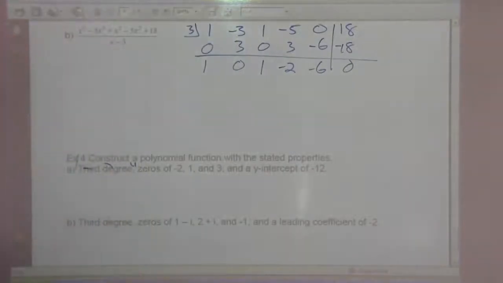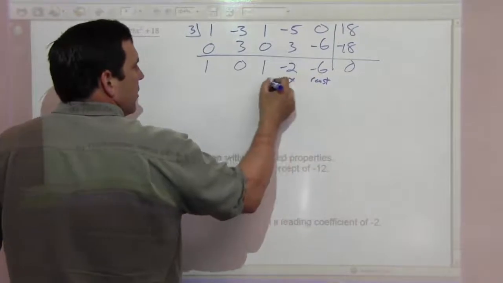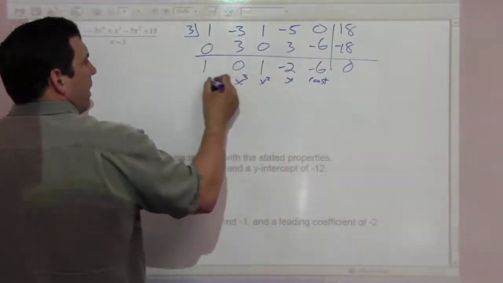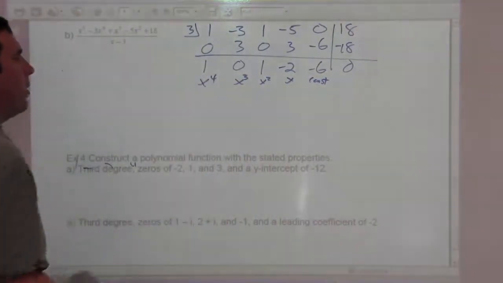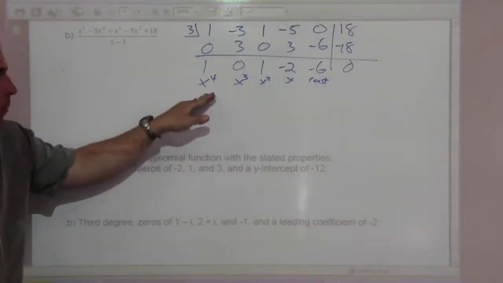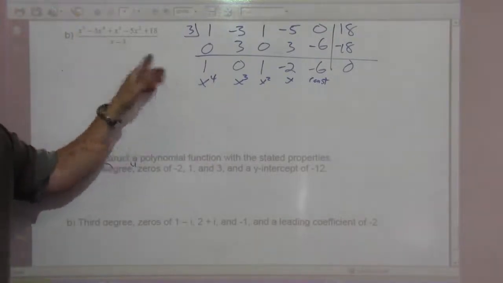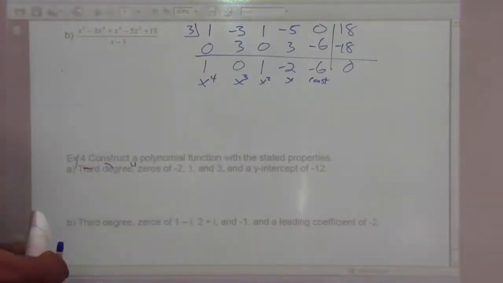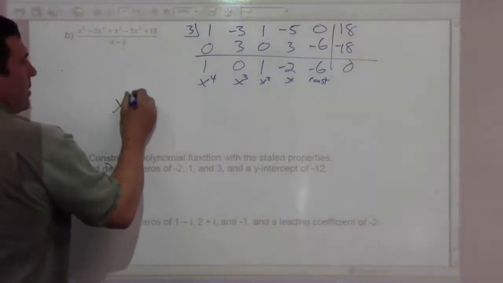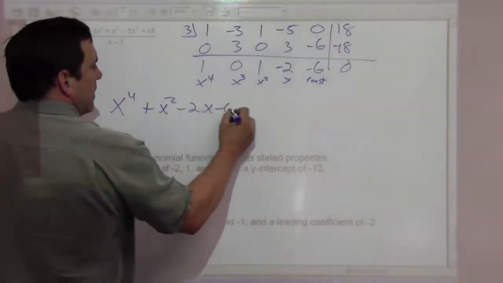So again, we have our constant, our x term, x squared, x cubed, x to the fourth. And notice here, I didn't mention this before, the highest degree now is x to the fourth. It was x to the fifth. Well, x to the fifth divided by x is x to the fourth. Not a coincidence there. This comes out to be x to the fourth plus x squared minus 2x minus 6.